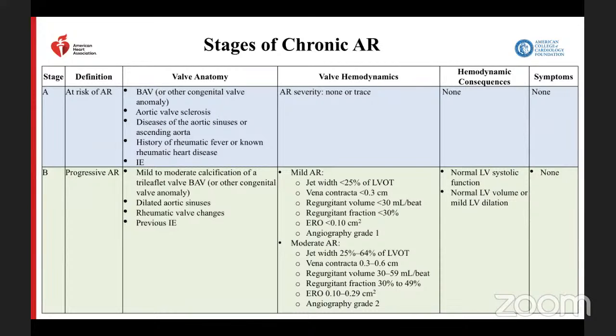This is for mild AR. For moderate AR, the jet width will be 25 to 64% of the LVOT, vena contracta 0.3 to 0.6 centimeter, regurgitant volume 30 to 59 ml, regurgitant fraction 30% to 49%, and effective regurgitant orifice 0.1 to 0.2 with angiographic grade 2. The patient will have normal LV systolic function or mild LV dilatation, and at this stage still no symptoms.